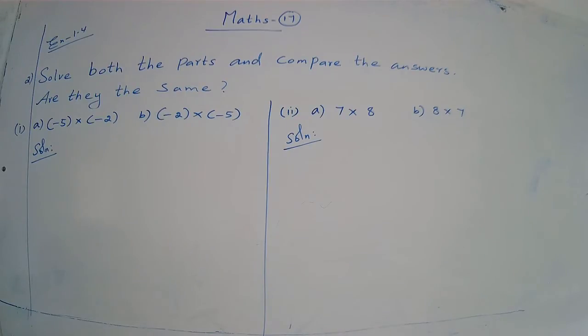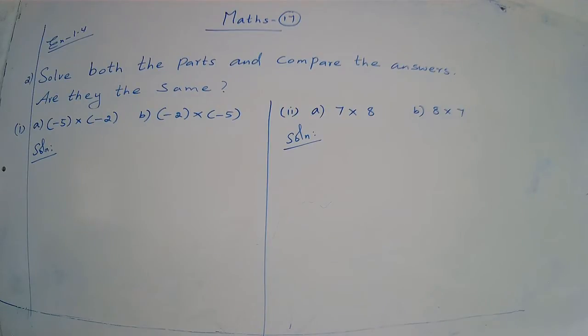Okay, listen carefully. Now let us continue the previous class. In exercise 1.4 is the second question. You see the question, all of you look at the board. Solve both the parts and compare the answers. Are they the same? Yesterday also we studied this type of question only. Yesterday we calculated addition and subtraction. Today we are calculating multiplication and division. That's the difference. You see the question.